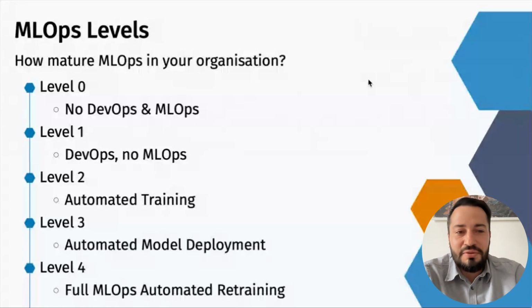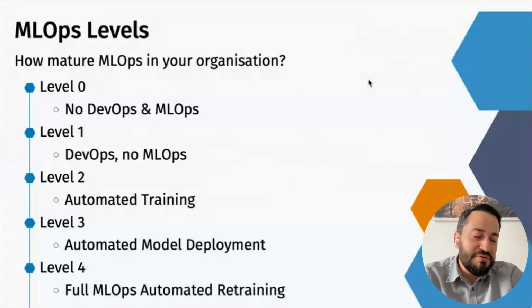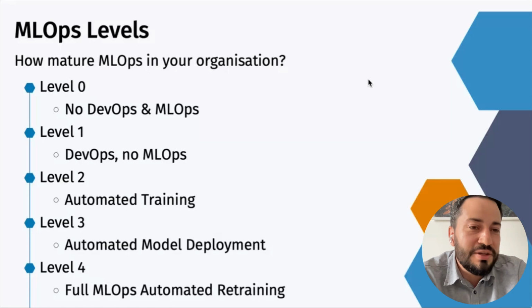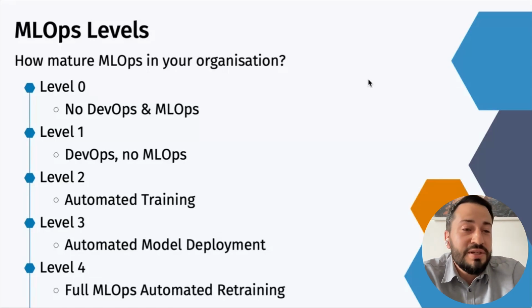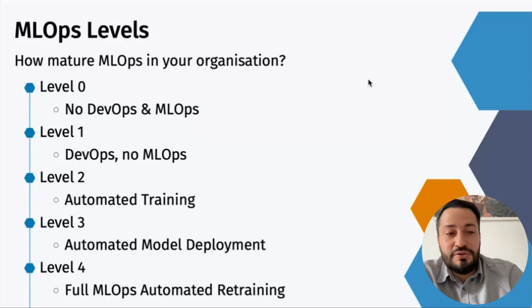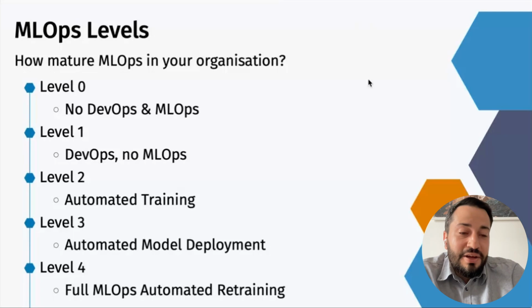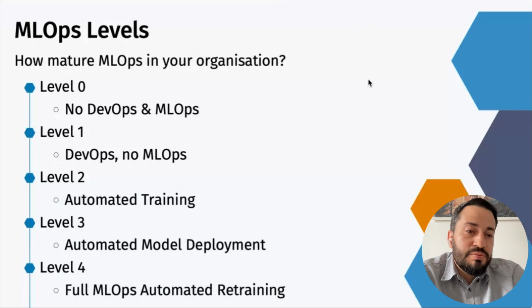So, based on this information which I provide to you, and this foundation of understanding how it works and why we need it, you can evolve your organization from the level you currently are, from level 0 to level 4. In that case, you can understand how you mature with the MLOps processes.